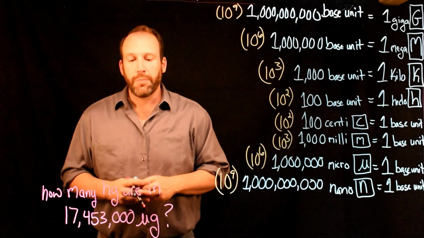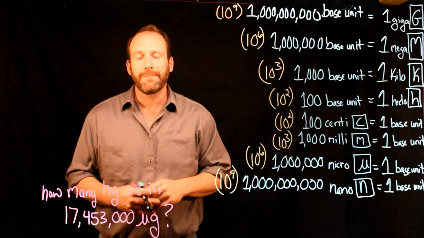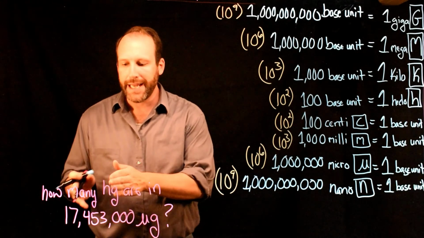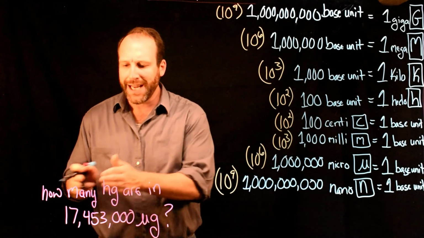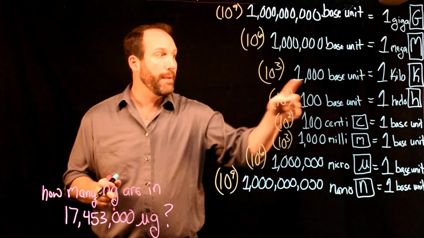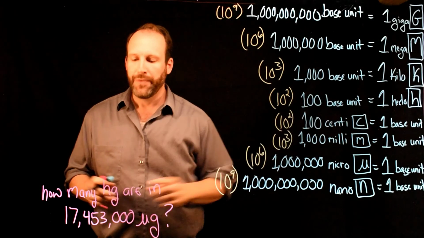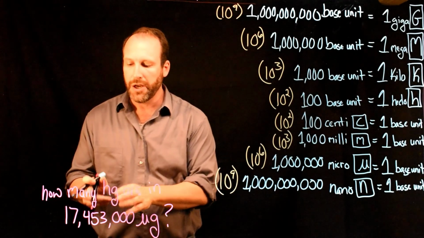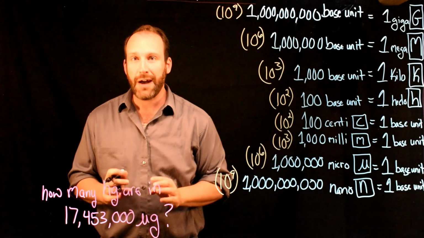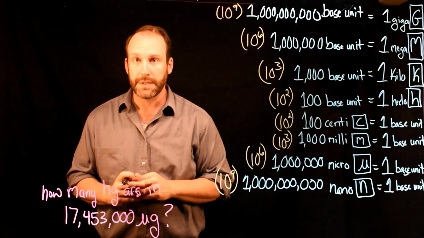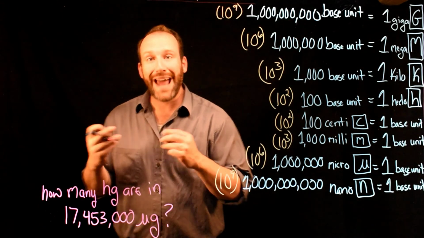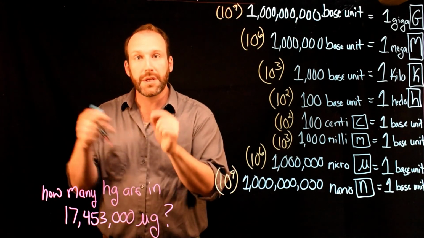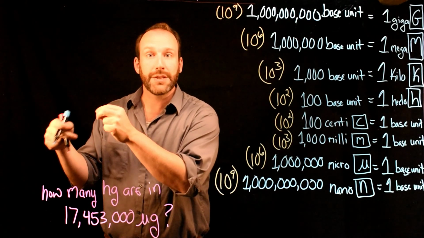All right, I've erased the board and I've put up our last problem here. It's going to be a little bit more complicated. So the question asks, how many Hg, how many hectograms? Remember hectograms here. How many hectograms are there in 17,453,000 micrograms? So remember in our last 2 problems we went from a base unit to some unit that contains a prefix.